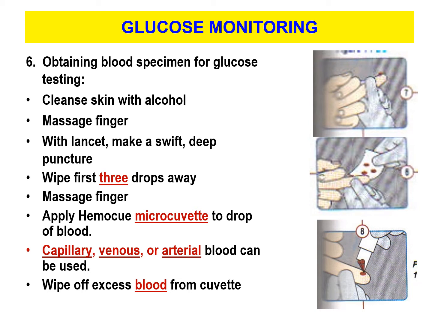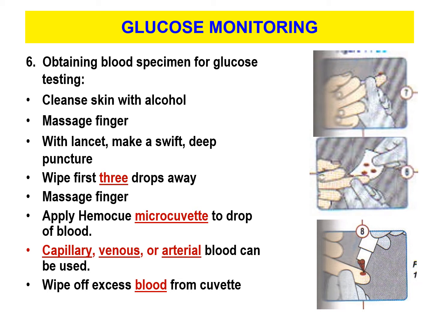Then you massage your finger, and you apply the Hemocue microcuvette to the drop of blood. Like I always tell you, whatever you're collecting your blood in, you get that big round drop of blood and then you touch that. In this case, it's a microcuvette that goes directly with this particular monitor. And then you touch it to the drop of blood. The drop of blood by capillary attraction will come in there.